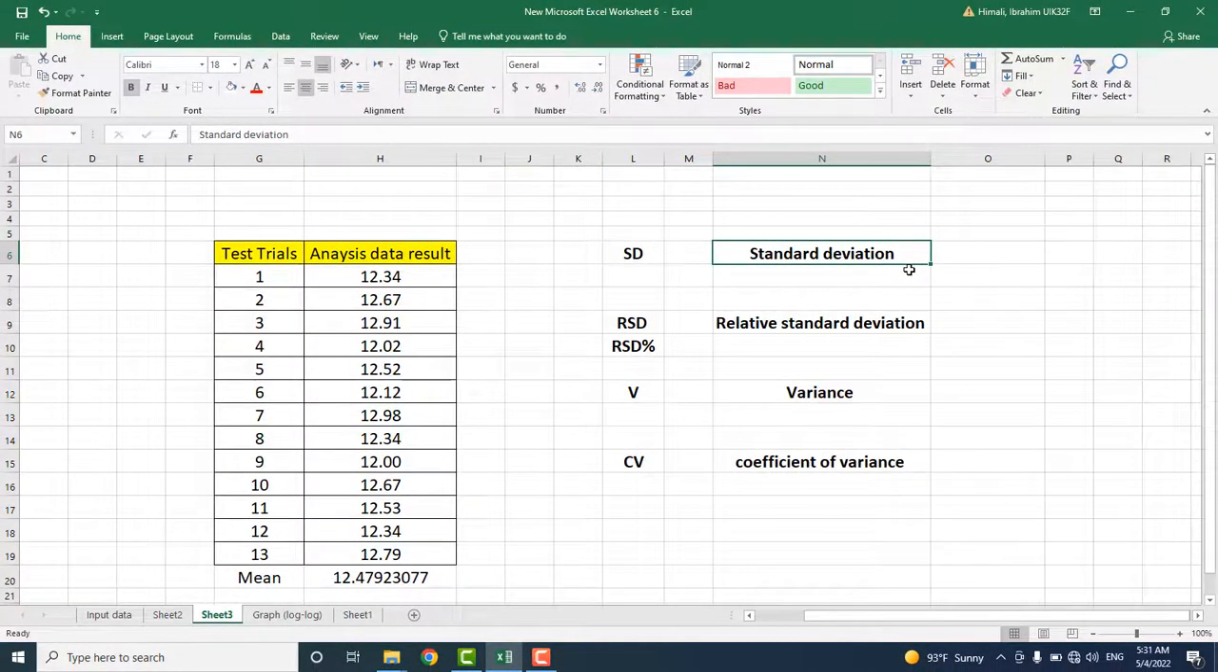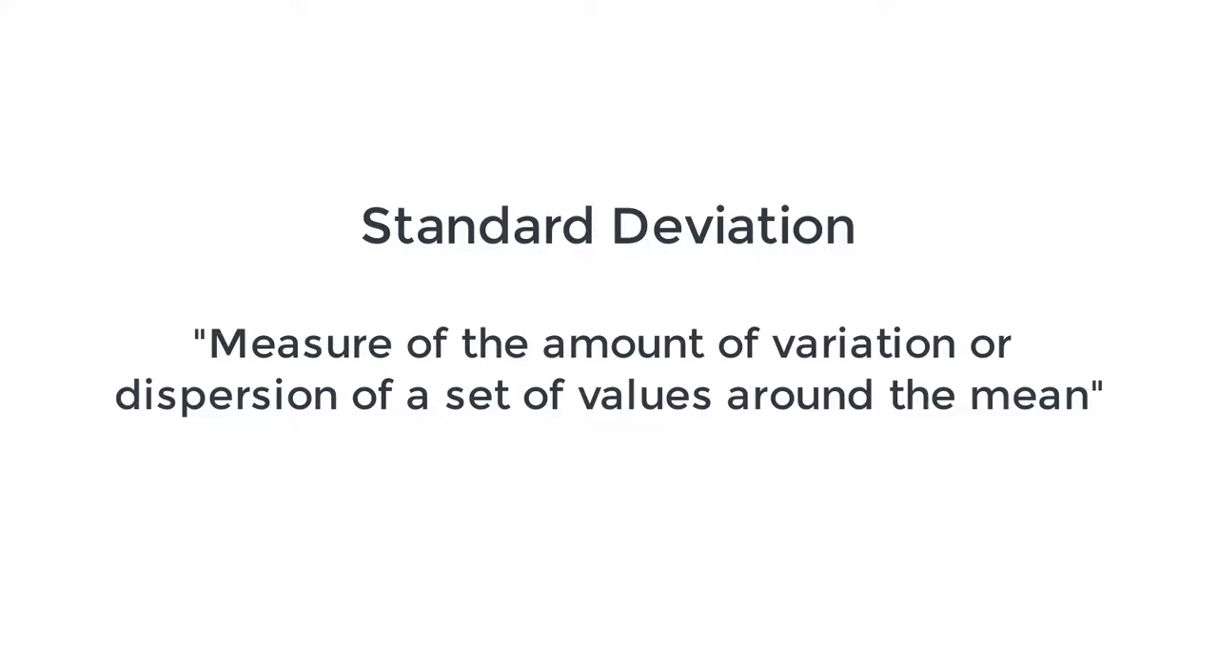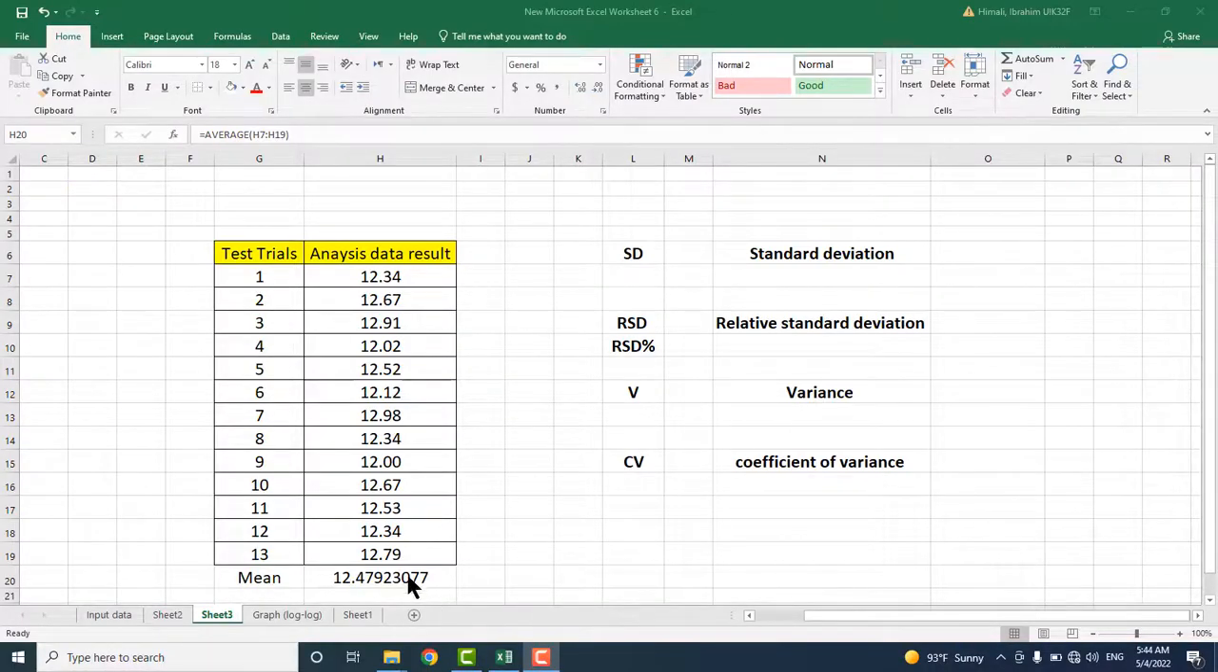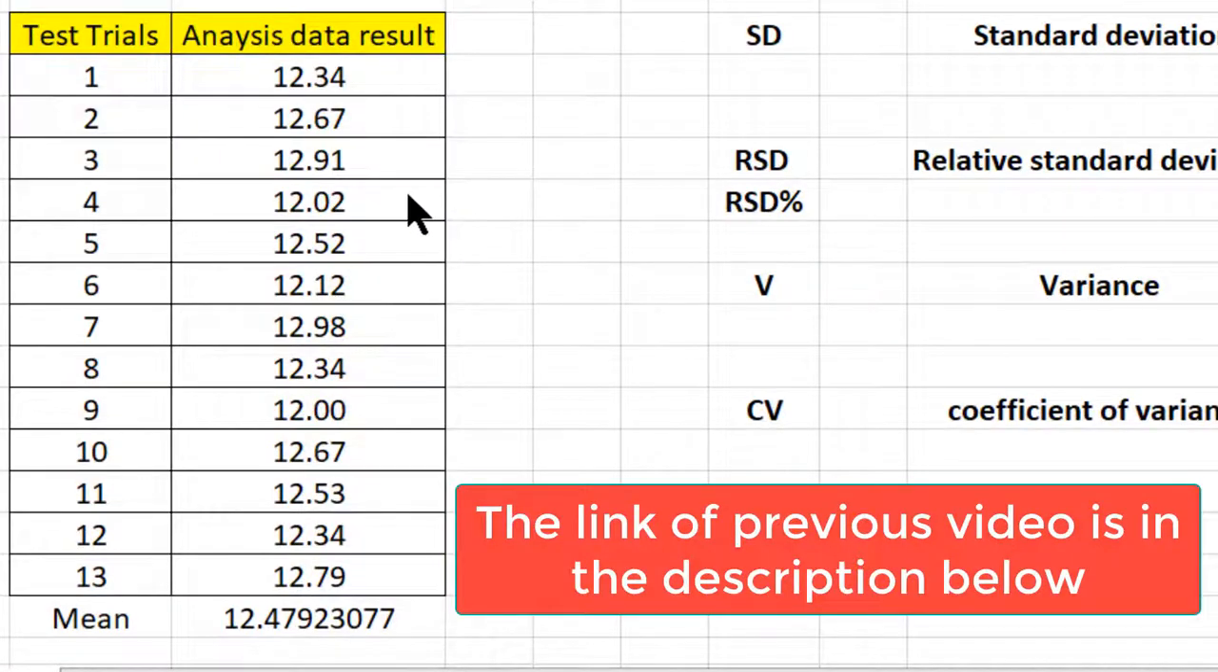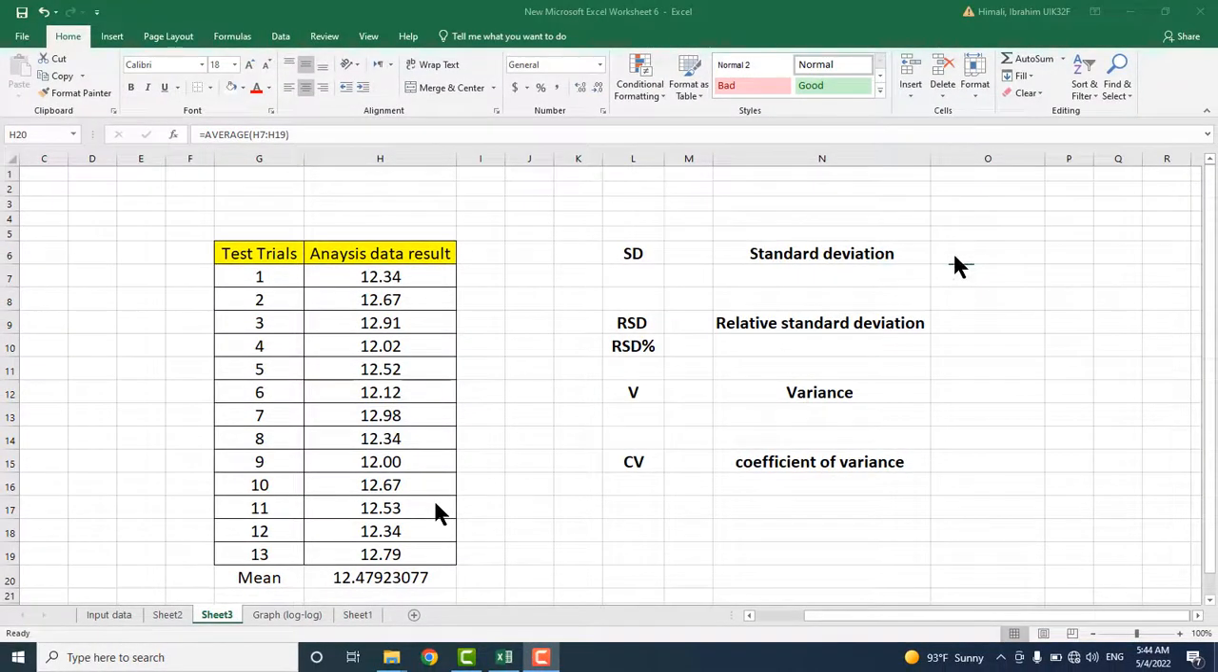What is standard deviation? Standard deviation is a measure of the amount of the variation or dispersion of a set of values around the mean. As we said before in the previous video, the mean is the sum of all of these measurements divided by the number of the trials, which is here. You can refer to the previous video to see how we did the calculation of the mean. For the time being, we're gonna do the standard deviation.